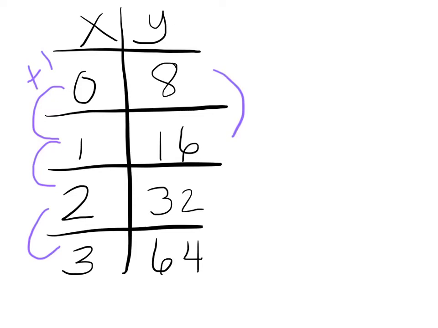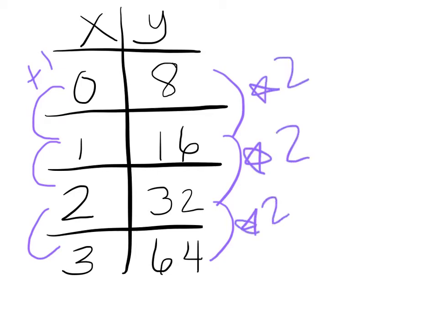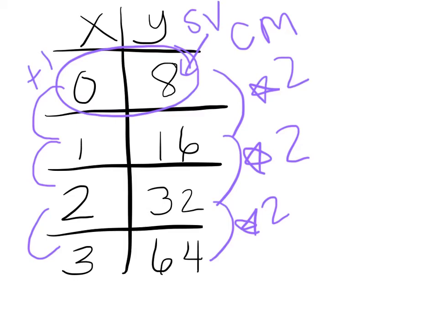So I know whatever my ratio is here in my y column, that's going to be my constant multiplier. So every single time I'm multiplying by 2, multiplying by 2. So I can see right away that my constant multiplier is 2. I also have given you here that your y-intercept is 8, so that means your starting value is going to be 8. So my equation to describe this table is y equals 8 times 2 to the x.